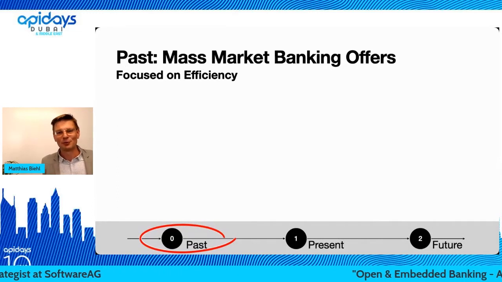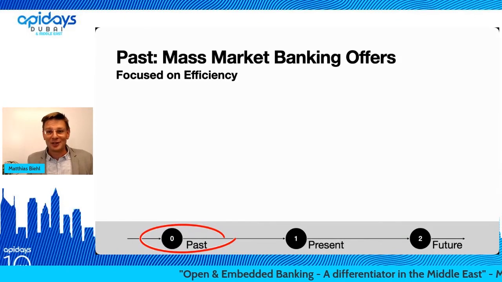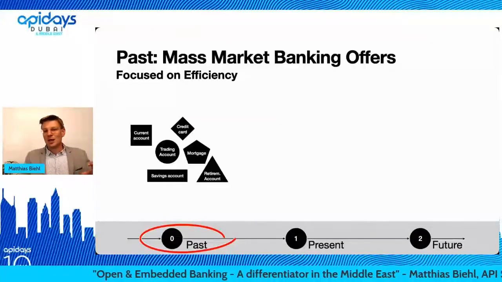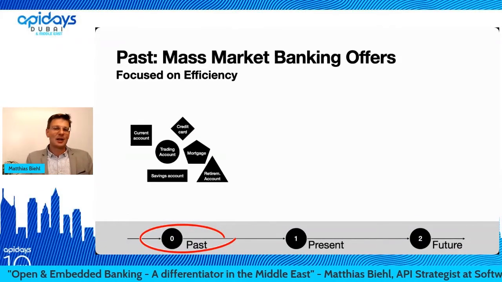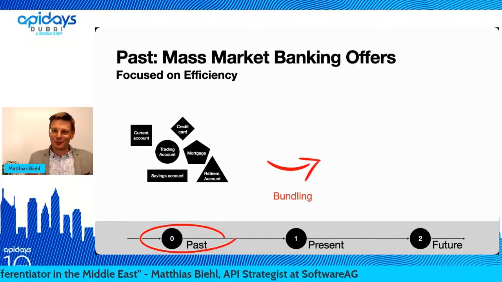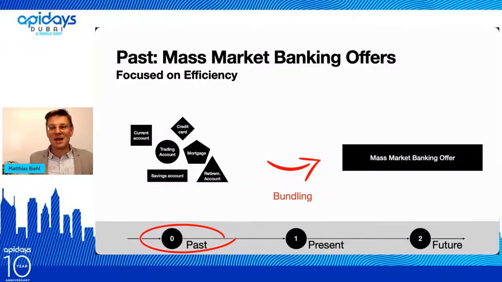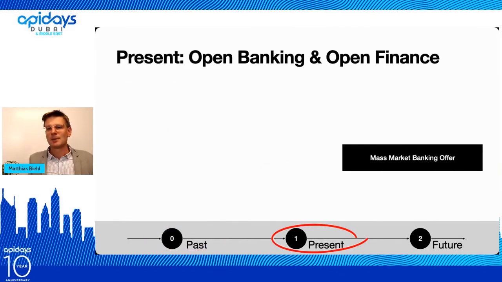In the past, we were focused as a banking industry basically on efficiency and the mass market. We had a lot of different banking products. They come in all shapes and sizes. And what we did as a banking industry is we bundled them together as a mass market banking offer. This is very efficient to do.